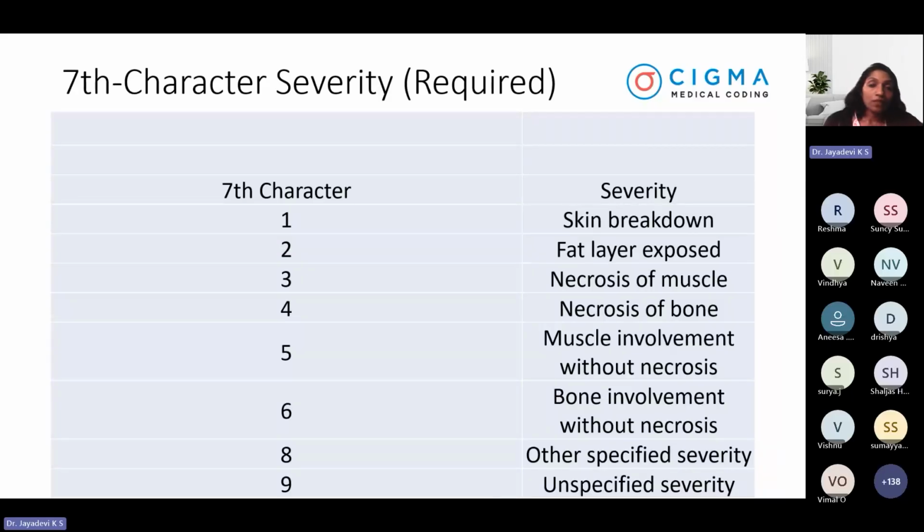So for this 7th character, if the first one is skin breakdown you can use 1, if fat layer exposed you can use 2, necrosis of muscles 3, necrosis of bone you can use 4, muscle involvement without necrosis you can use 5, bone involvement without necrosis 6, other specified severity 8 and unspecified severity 9.